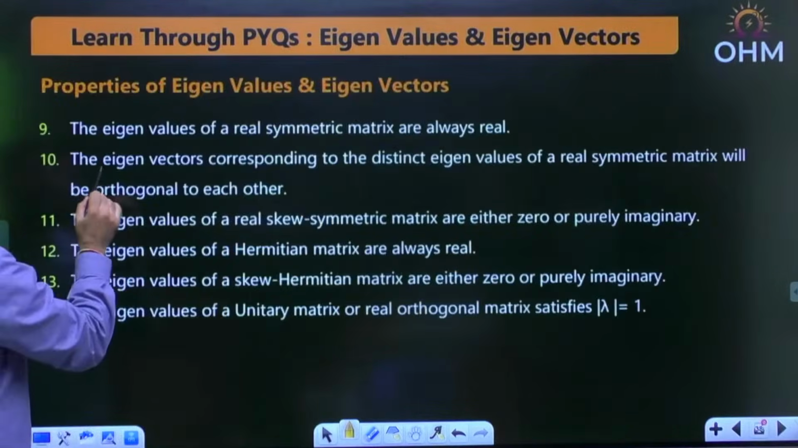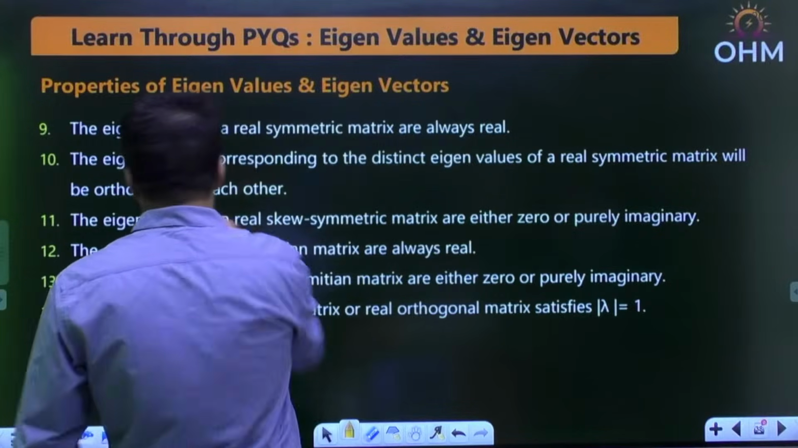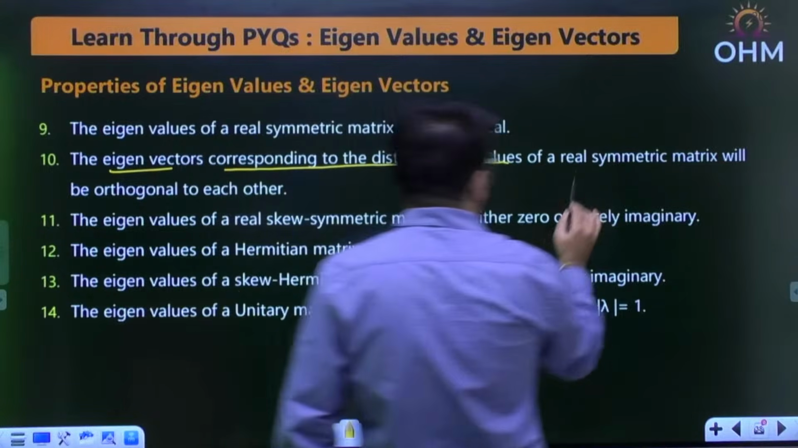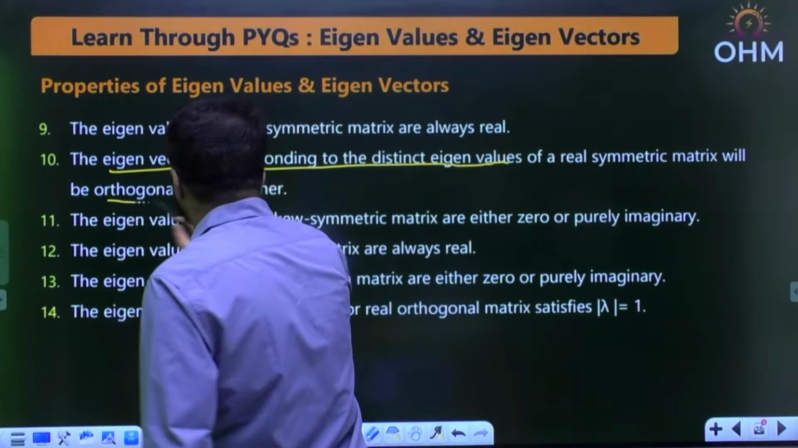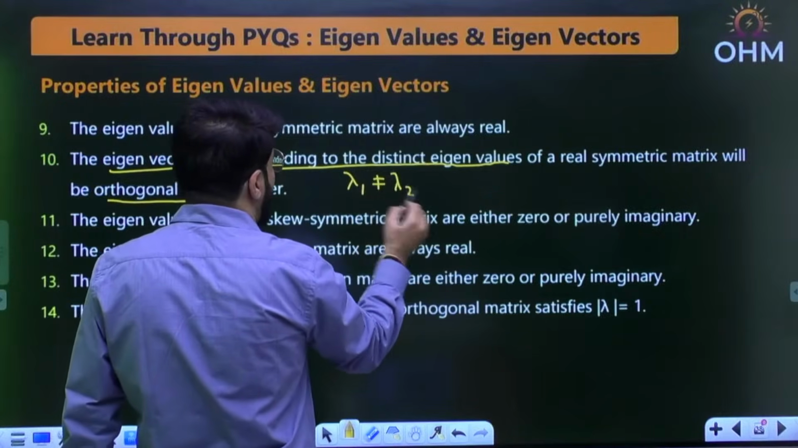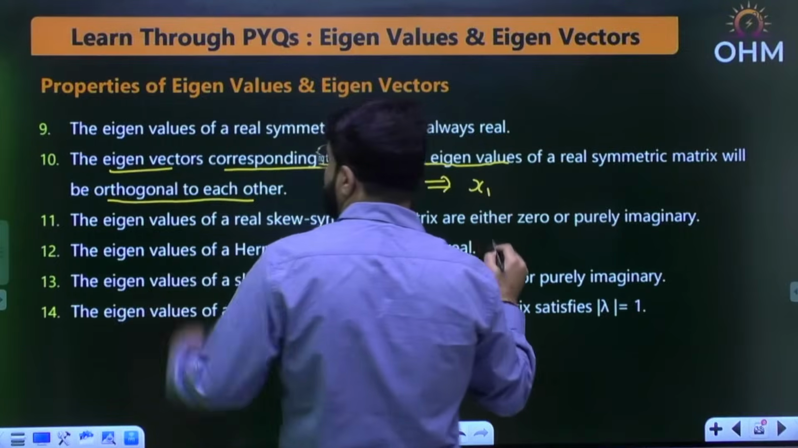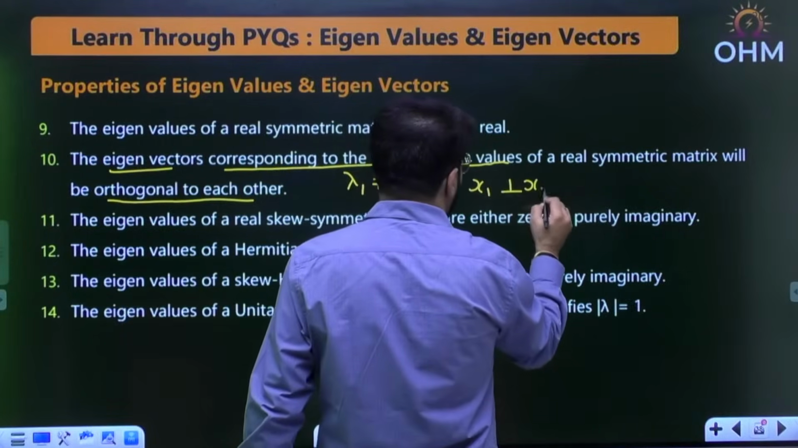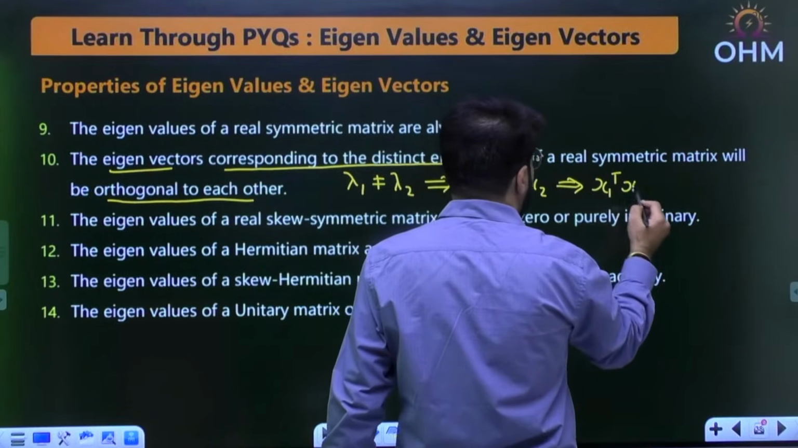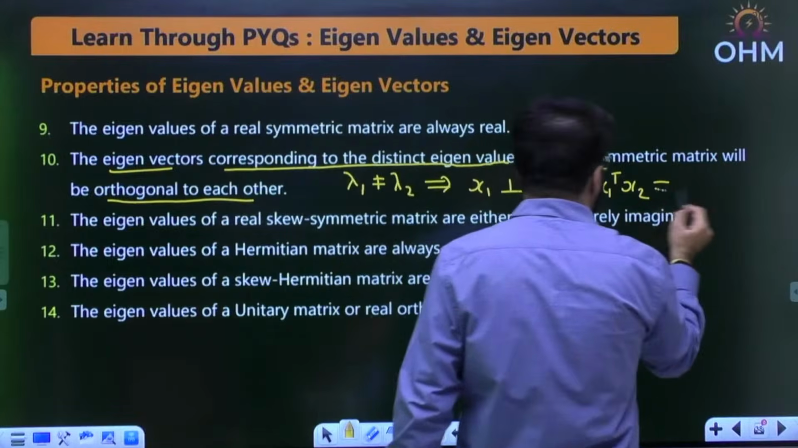Next, eigenvectors corresponding to distinct eigenvalues. Now, this is important. Eigenvectors corresponding to distinct eigenvalues of a real symmetric matrix will be orthogonal to each other. That means if lambda 1 is not equal to lambda 2, if you have two distinct eigenvalues, their corresponding eigenvectors will be orthogonal. x1 will be perpendicular to x2, so their dot product x1 transpose x2, which is how we write the dot product in vector form, x1 transpose x2 will be 0.